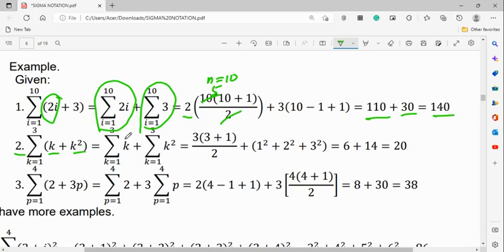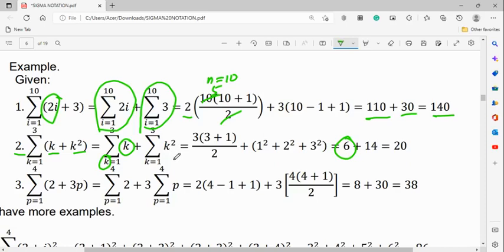So, k starts from 1 to 3. So, n is equal to 3. Bakit? Yung index mo mismo yung naging operation. So n starts from 3. N is 3. So 3 times n plus 1. So 3 plus 1 divided by 2. 4 divided by 2 is 2. 2 times 3 gives us 6.